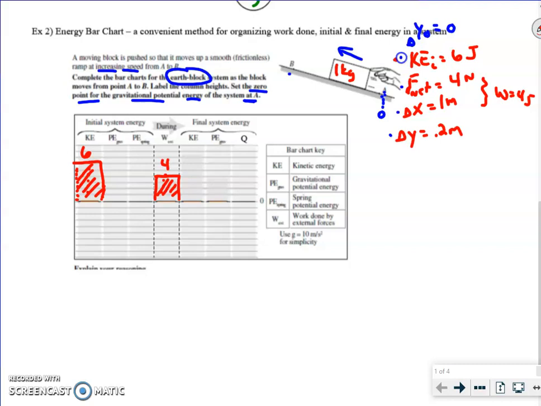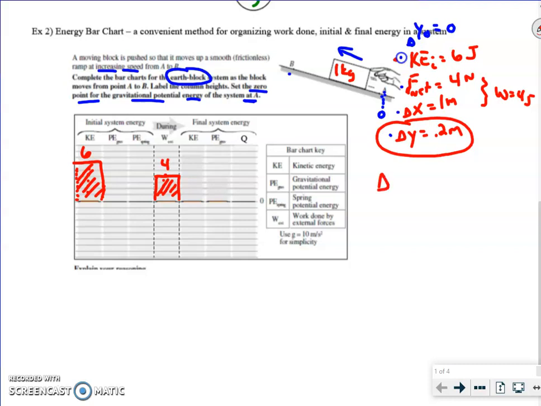So the question is, what forms is it going to take? We're looking at kinetic still, gravitational, and Q. There's no spring involved, so they didn't add that. Since it's a smooth surface, there's going to be no thermal. So the question is, where does that 4 go to? Well, what information do we have? We're told that the change in height is 0.2 meters. So if we're lifting up, then that means we're adding. Some of that work is going to add to potential.